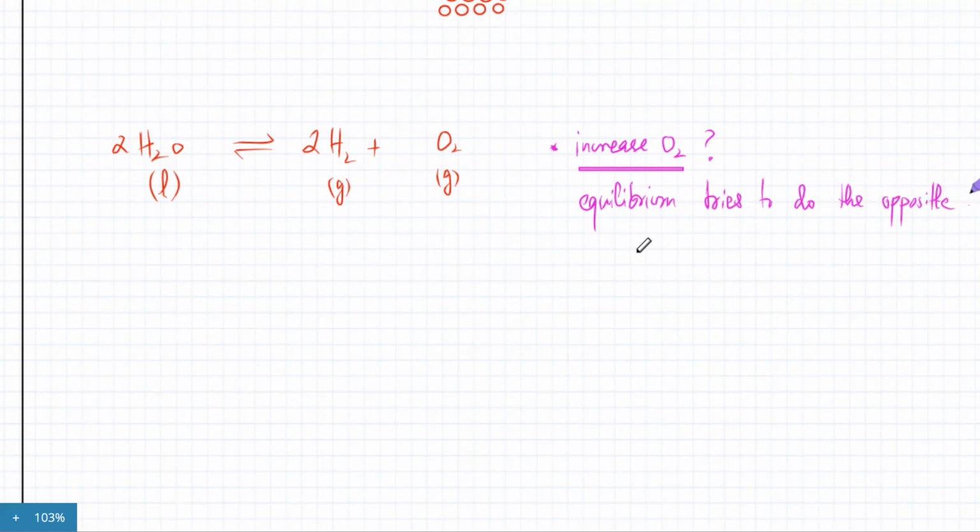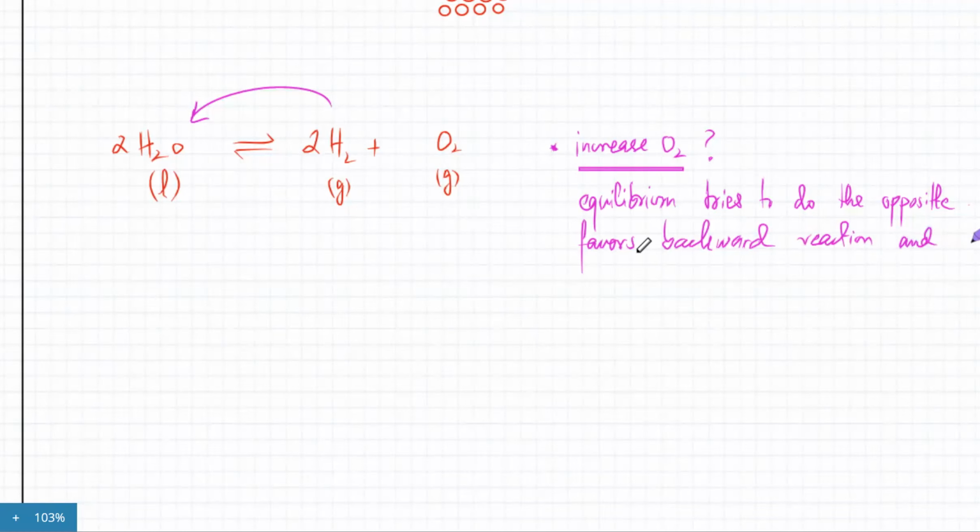So it's going to favor that reaction that does the opposite, that decreases O2. And that is going to be the reverse reaction. So that O2 gets used up, or that O2 gets converted into H2O. So equilibrium would try to do the opposite. It will favor the backward reaction, and tries to decrease the amount of oxygen.